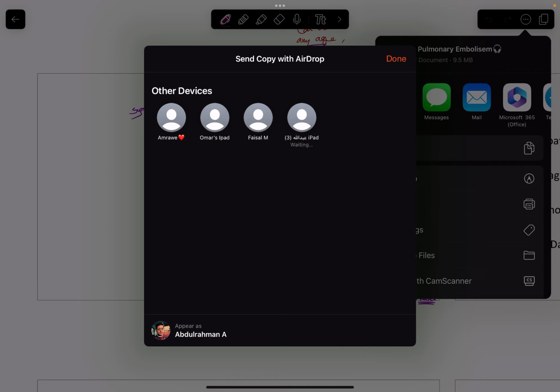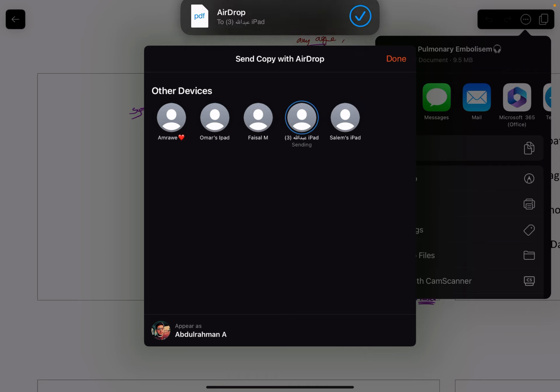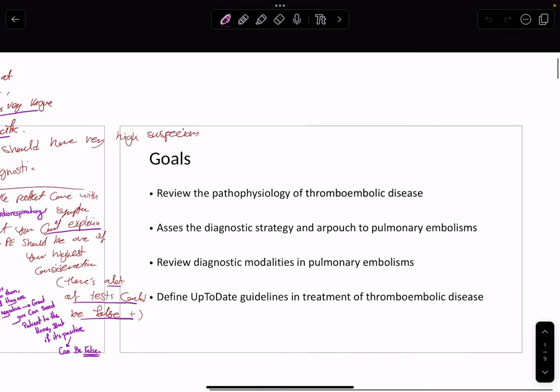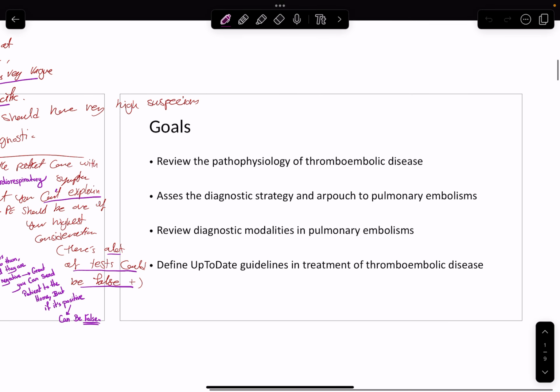We'll talk about what it is, how it happens, and its pathophysiology. We'll talk about how to diagnose pulmonary embolism with thromboembolic disease. We'll talk about diagnosis and treatment, and about the guidelines associated with it.